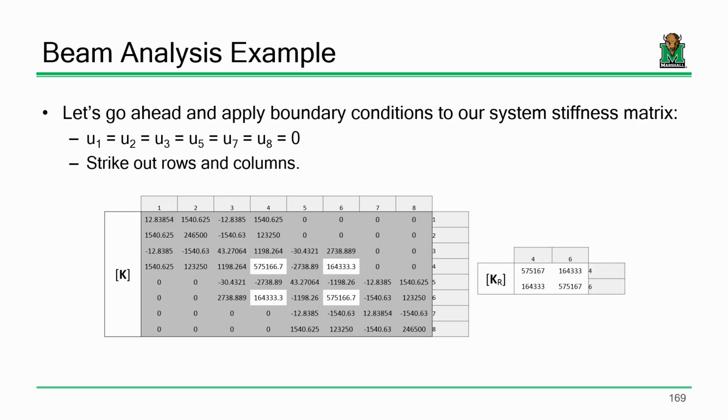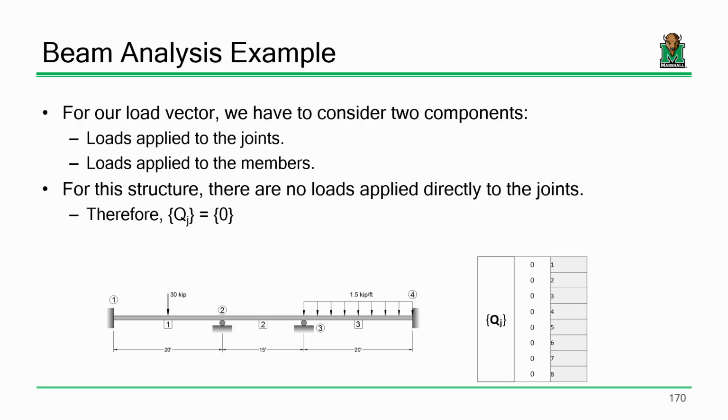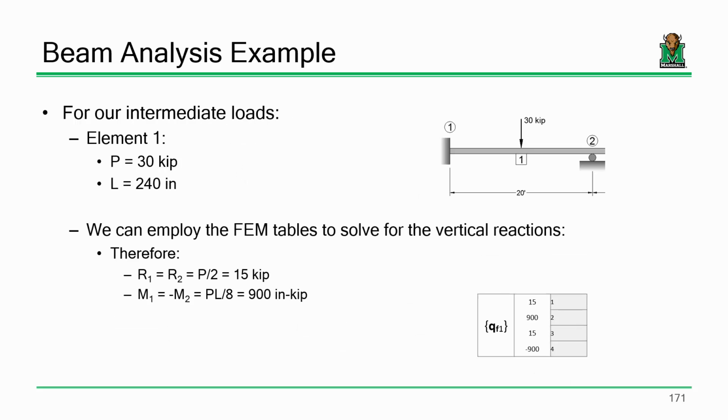Apply our boundary conditions and we get a stiffness matrix. These values are pretty large because they're associated with rotations, which tend to come out pretty small. We have a joint load vector, and then we have a force effect vector for each member. The joint load vector, we can write one for each member and then assemble it, but it's pretty easy to just look at the structure and write it, just like for trusses and bar elements. But there are no loads applied directly to the joints for this problem, so our joint load vector is 0.